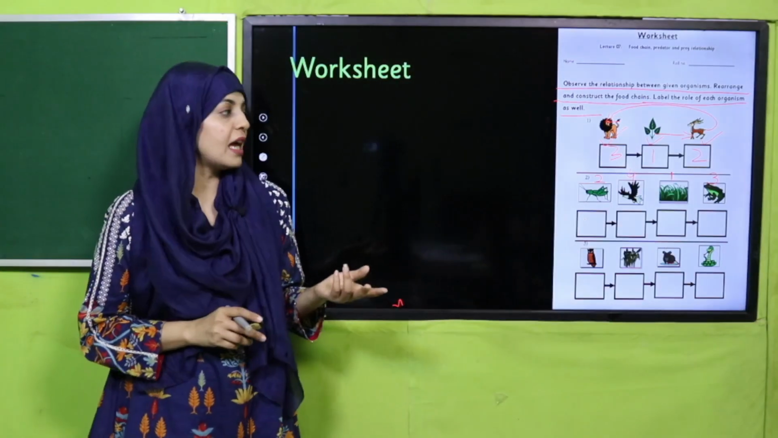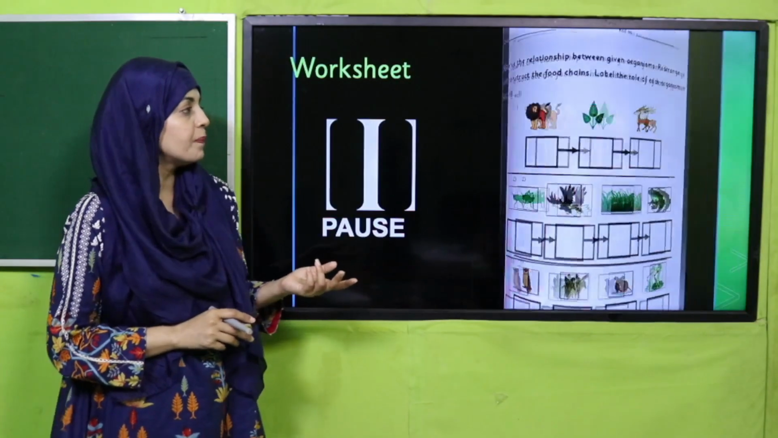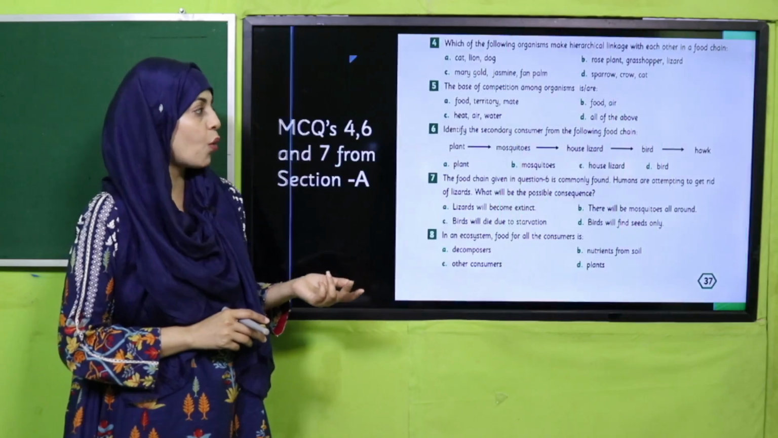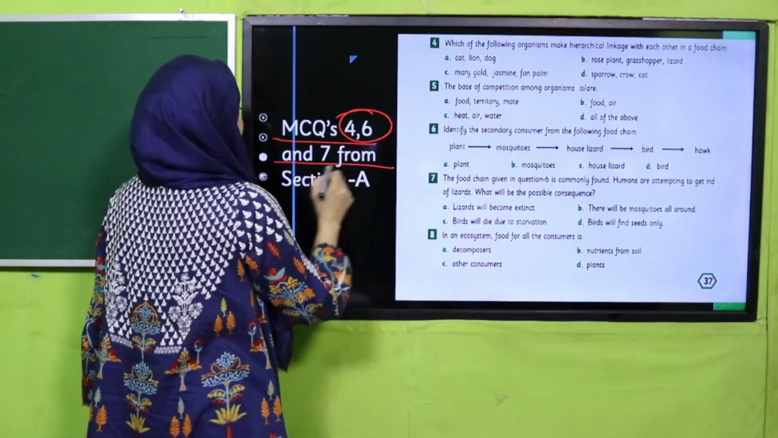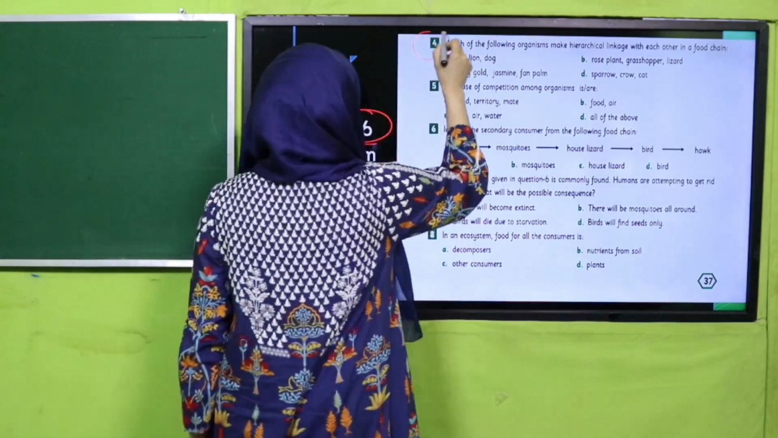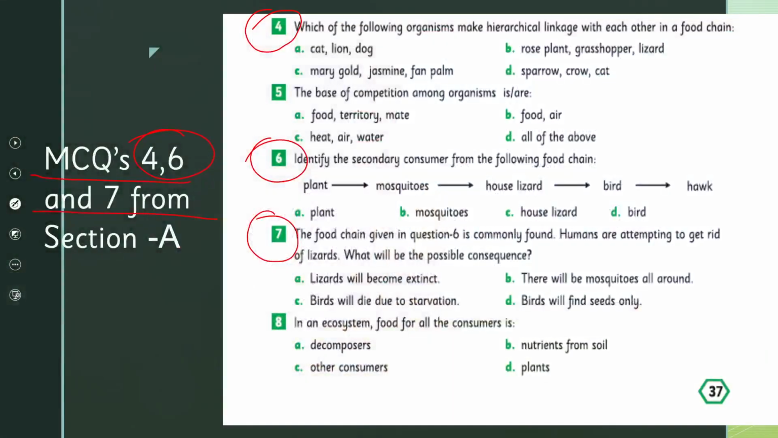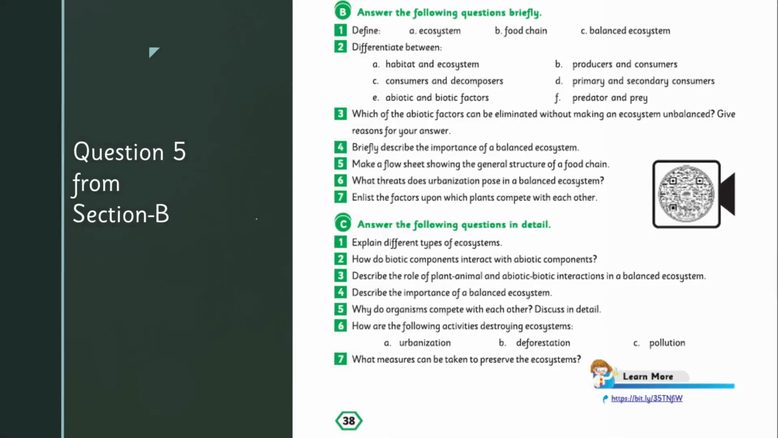I hope everybody has finished it. Now we will move forward. Note down your homework. For homework, you will do MCQ number 4, 6 and 7 from section number A. 4, 6 and 7. You will do it in your books as your homework. And next is question number 5 from section number B. Make a flow sheet showing the general structure of a food chain. Okay, structure of a food chain.